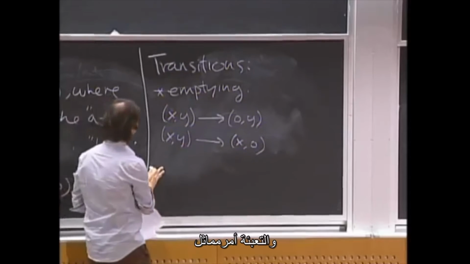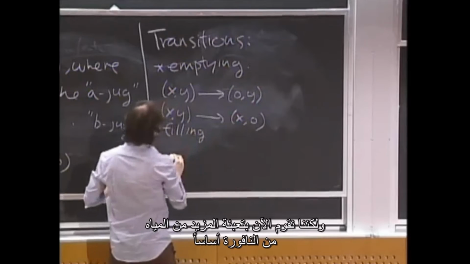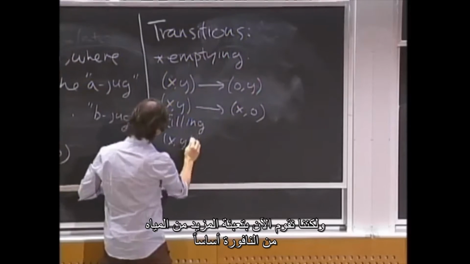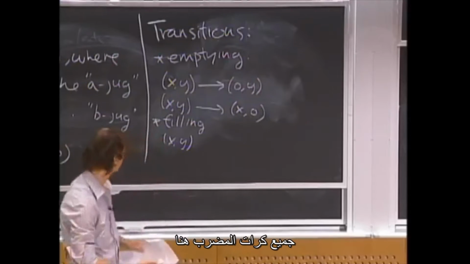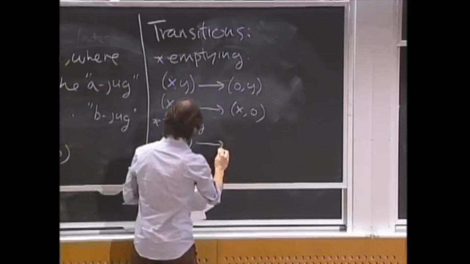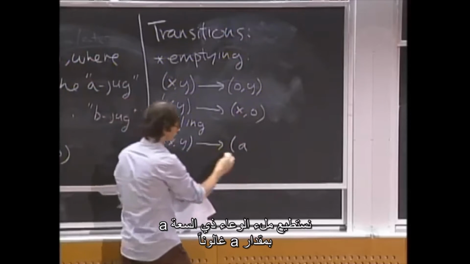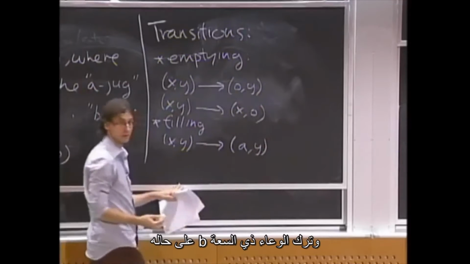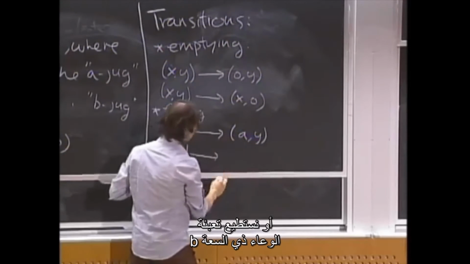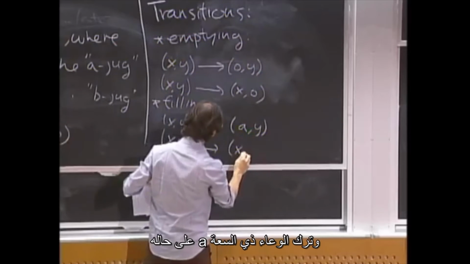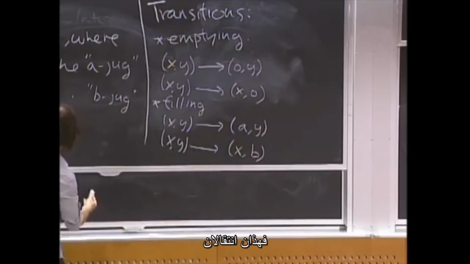Well, filling is something similar. But now we are actually pouring in more water from the fountain, essentially, right? And we can fill up, say, the A gallon jug up to 8 gallons and leave the B jug as it is. Or we can fill up the B gallon jug and leave the A gallon jug as it is. So these are these two transitions.